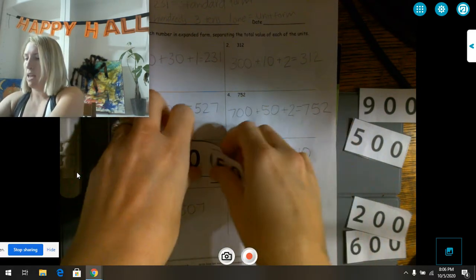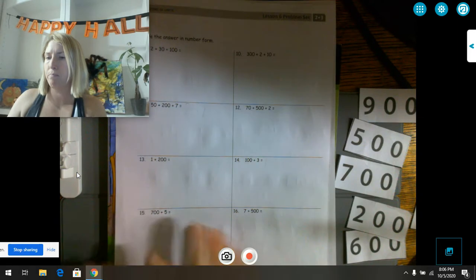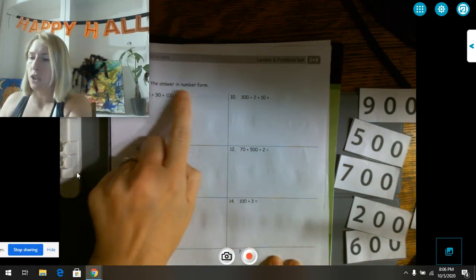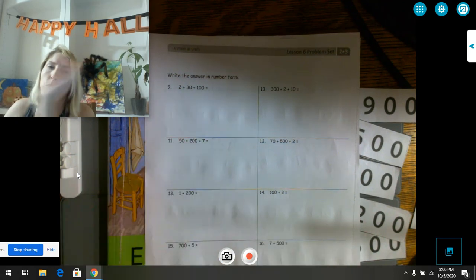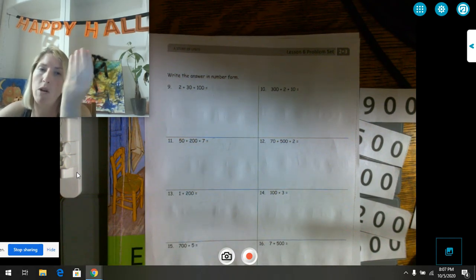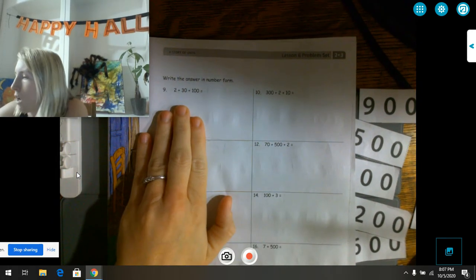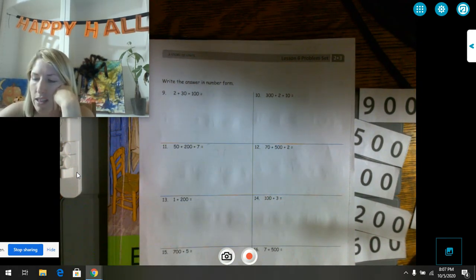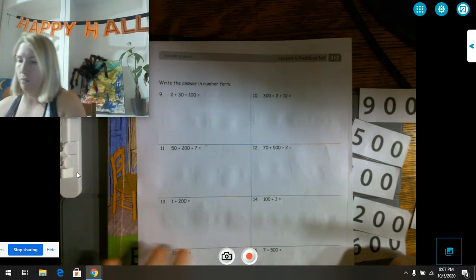All right, we're going to pancake flip that over to the back. Plop. Write the answer in number form. So now they're giving us the expanded form, and we're going to write it in standard form, also known as number form. So we're going to find these hide zero cards. Now, if you're looking at this, you go, oh, Miss Cavanis, I can do that just fine. Then that's okay. You can skip doing it with me. But for the rest of you, we're going to do it together.